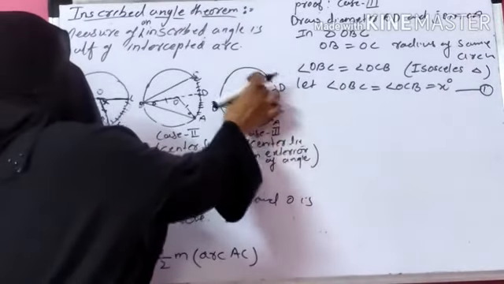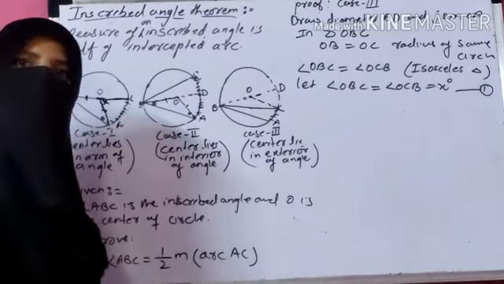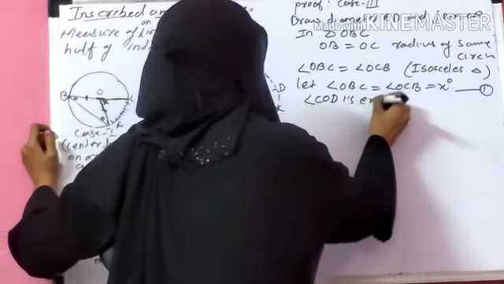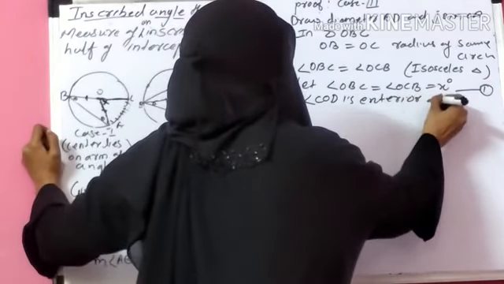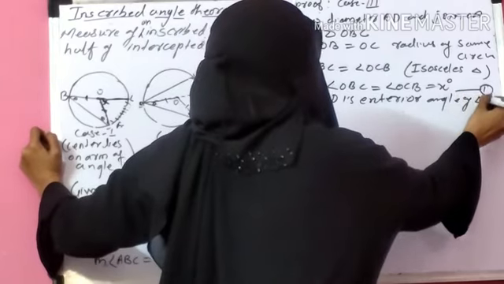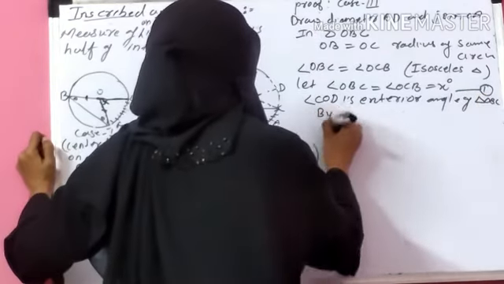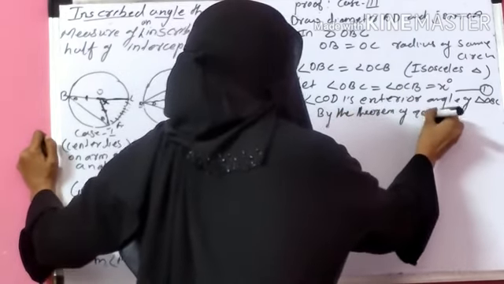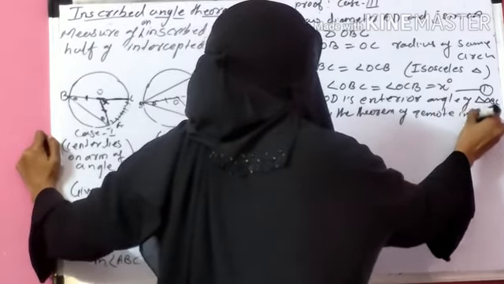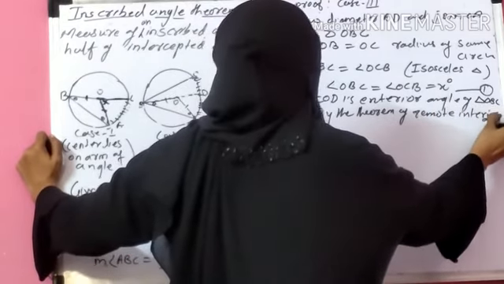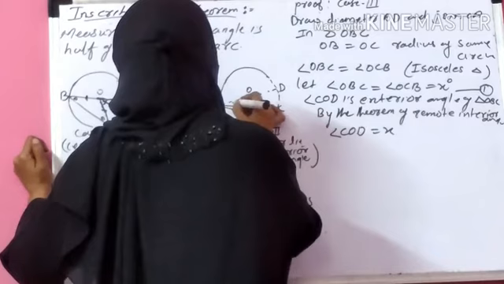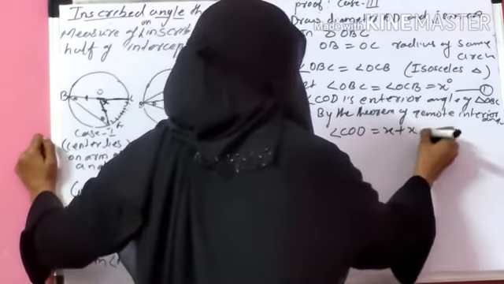Now here again, angle COD is an exterior angle, and an exterior angle is the sum of the remote interior angles. So angle COD is the exterior angle of triangle OBC. So by the theorem of remote interior angles, angle COD is nothing but x plus x, that means 2x degrees. Give it number 2.